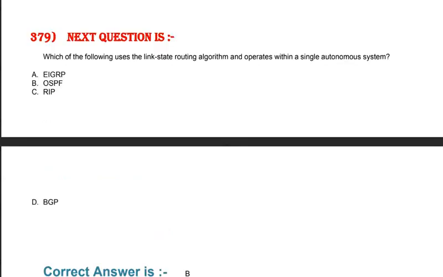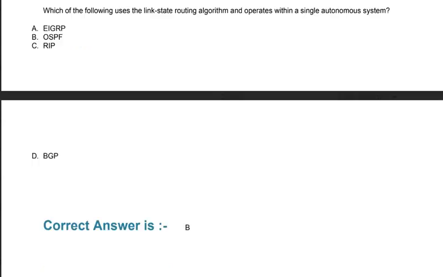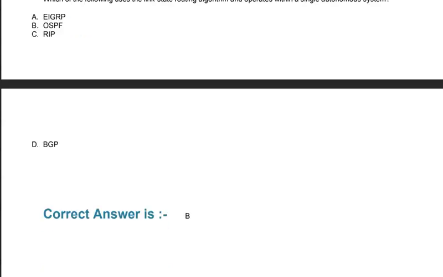Question is, which of the following uses the link state routing algorithm and operates within a single autonomous system? Option A, EIGRP. Option B, OSPF. Option C, RIP. Option D, BGP. Correct answer is option B.